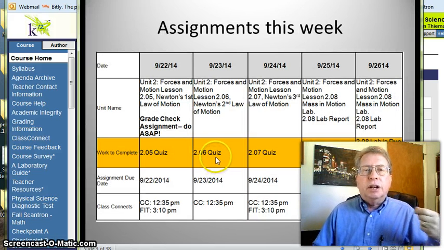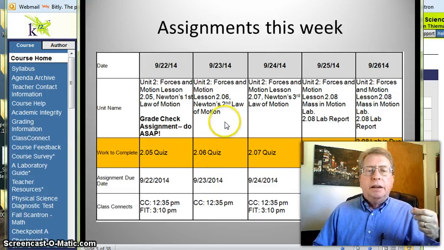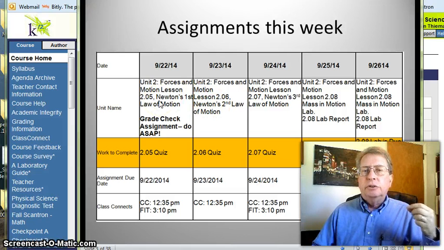Okay, first let's talk about your assignments for this week. We've got a grade check assignment to do, and yesterday was lesson 2.05. Today we're doing both 2.05 and 2.06 for Newton's first and second laws of motion. Tomorrow we get into the third law of motion, and then on Thursday and Friday we're going to be dealing with your next lab, which is all about forces and motion. So get ready for that.